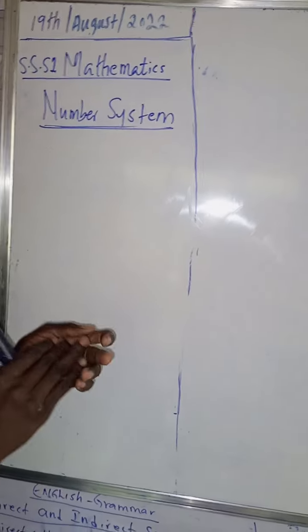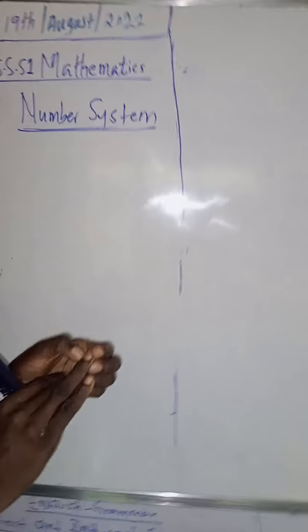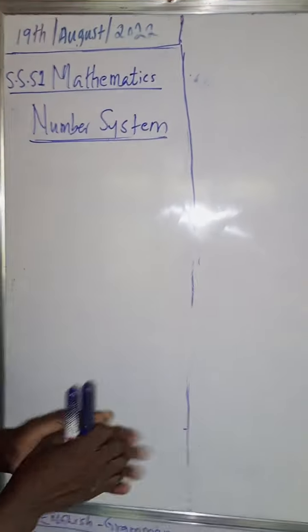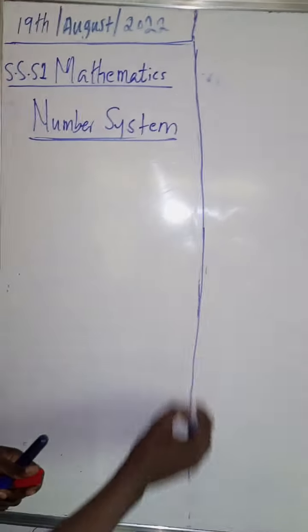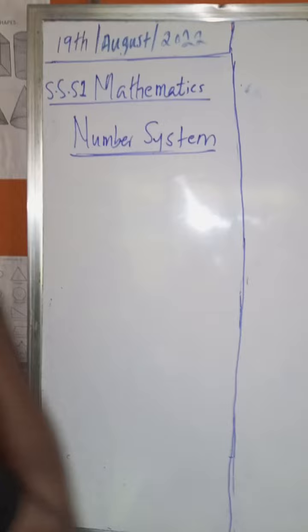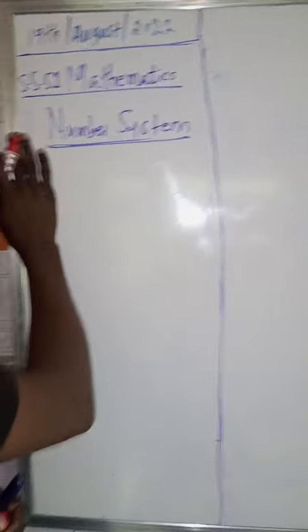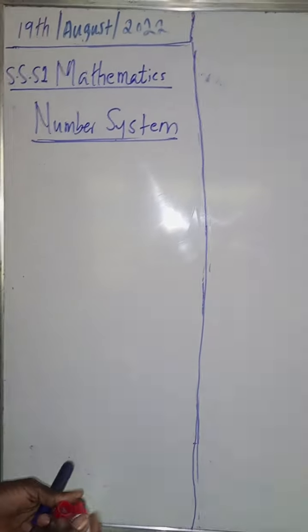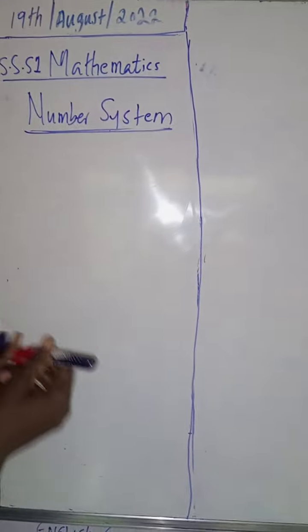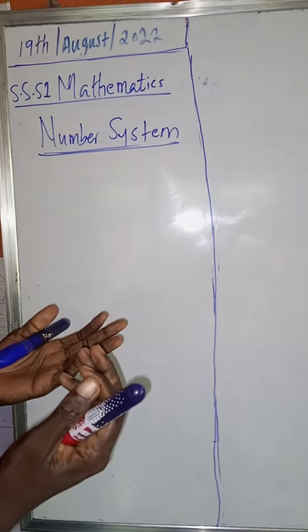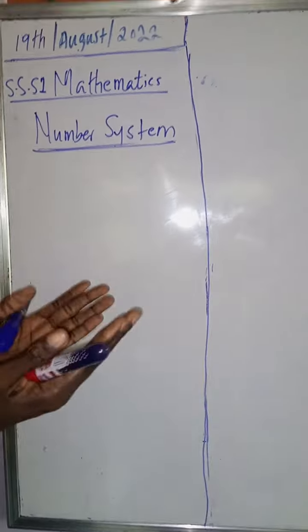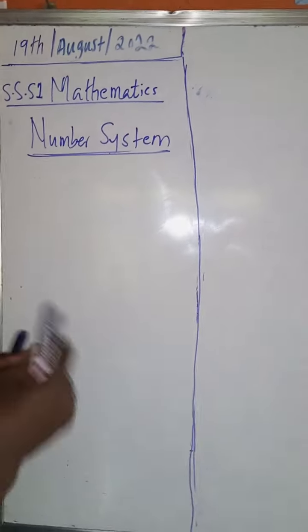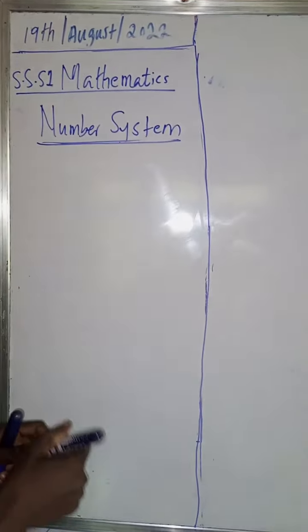This is still a continuation of SS1 Mathematics. We still say it's number system. This time around, we are trying to look at conversion of decimal fractions from base 10 to other bases. We have done from base 10 to base 2.